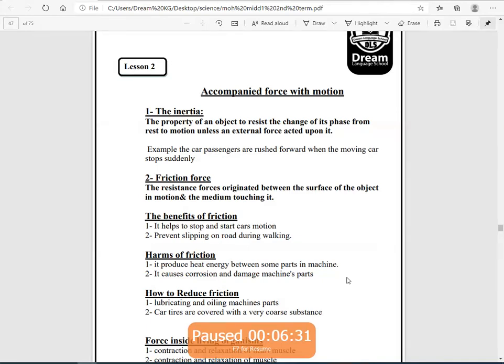Good morning, everyone. Today we are going to talk about lesson 2 of unit 2, which is about the forces accompanied with motion. Now let's start with inertia.